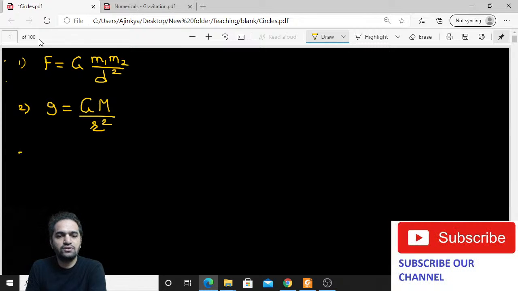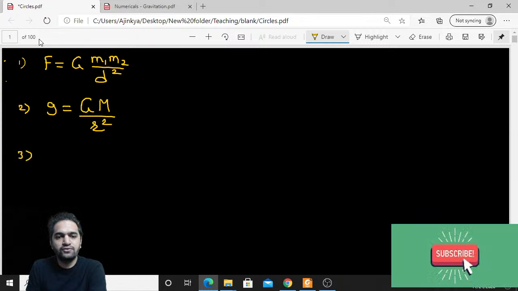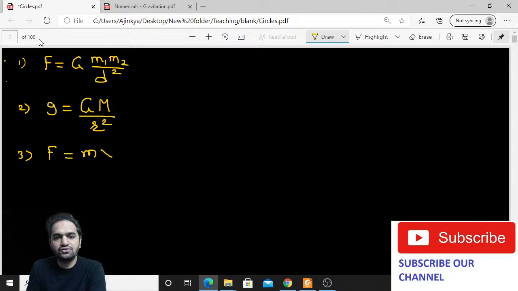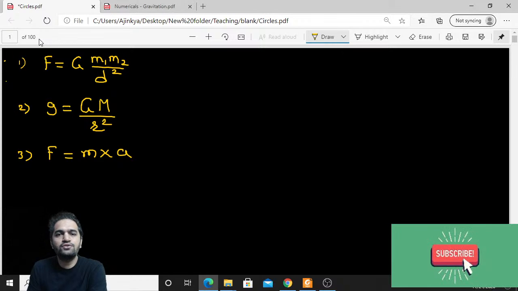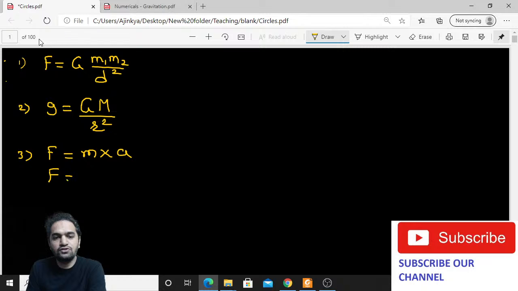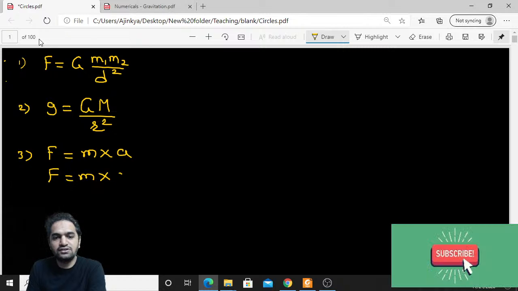The third formula you are going to require is about force. Force is equal to mass into acceleration, that you already know, but you have to modify this formula for this lesson. Force is equal to mass into acceleration due to gravity, that is g. That is, force is equal to mg.